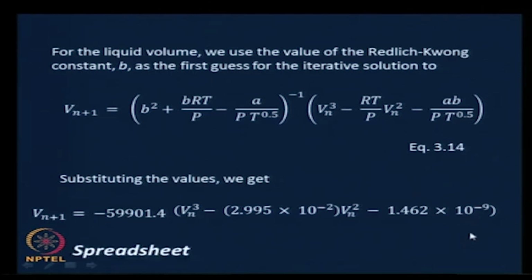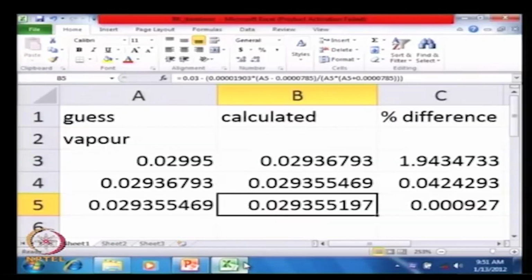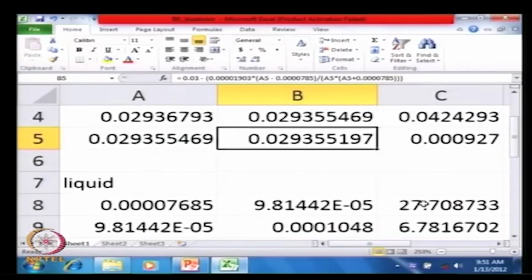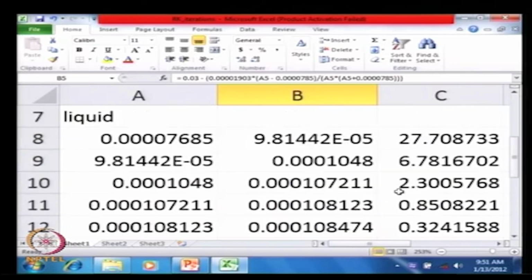Now let us look at the spreadsheet that I have. You can compare it with the spreadsheet that you have. The first column is the guessed value, the second column is the calculated value, the third column is the percentage difference. These are the vapor values. Now let us look at the liquid values. First B, 0.0007685, and then the calculated value is 9.81 into 10 power minus 5. The percentage difference is 27.7.